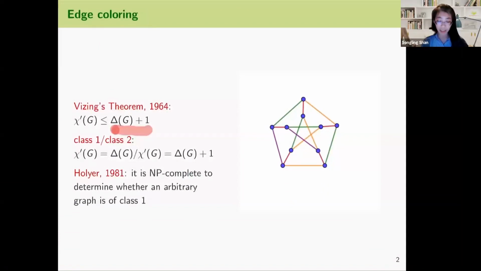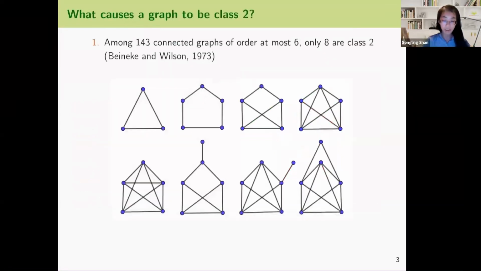As I already mentioned, this Petersen graph actually is a class 2 graph. We have to color the edges using 4 colors. So the question is, we have 2 classes for the simple graphs. So the question is, which class has more graphs? There are 143 connected graphs of order at most 6, but among all those graphs, only 8 of them are class 2. All others are class 1 graphs.